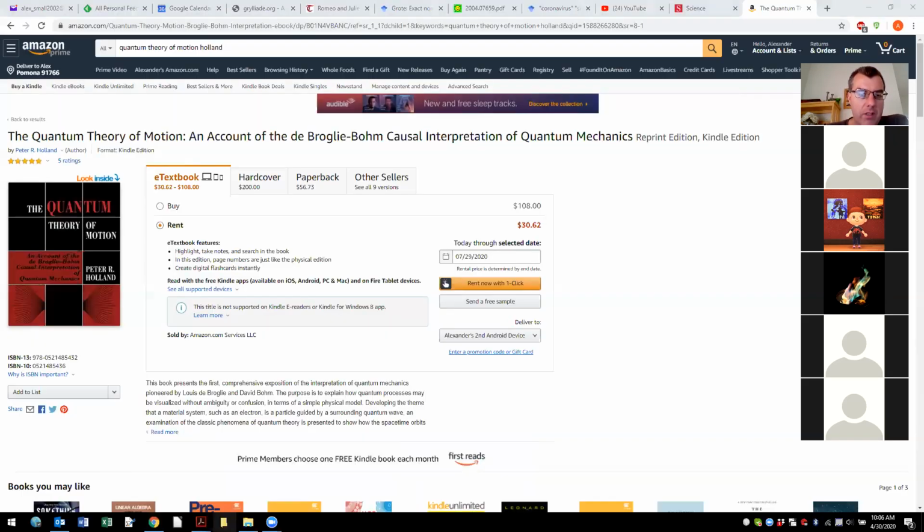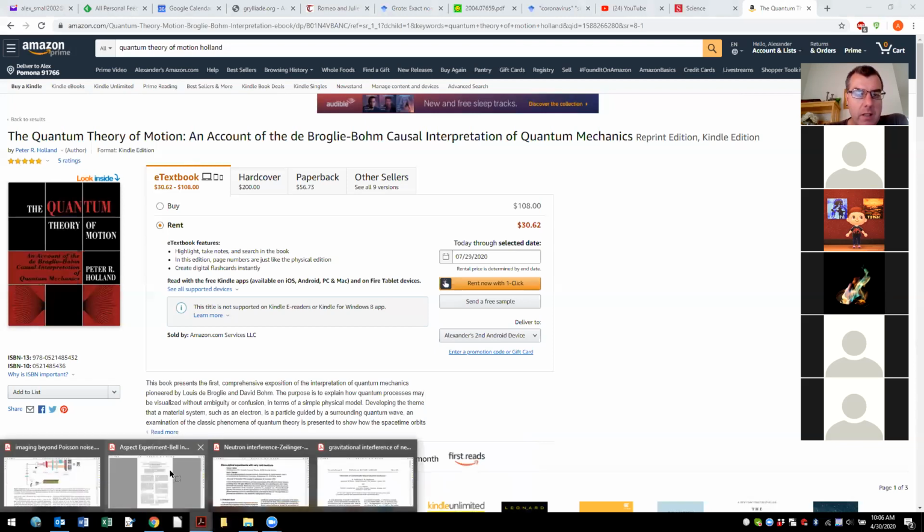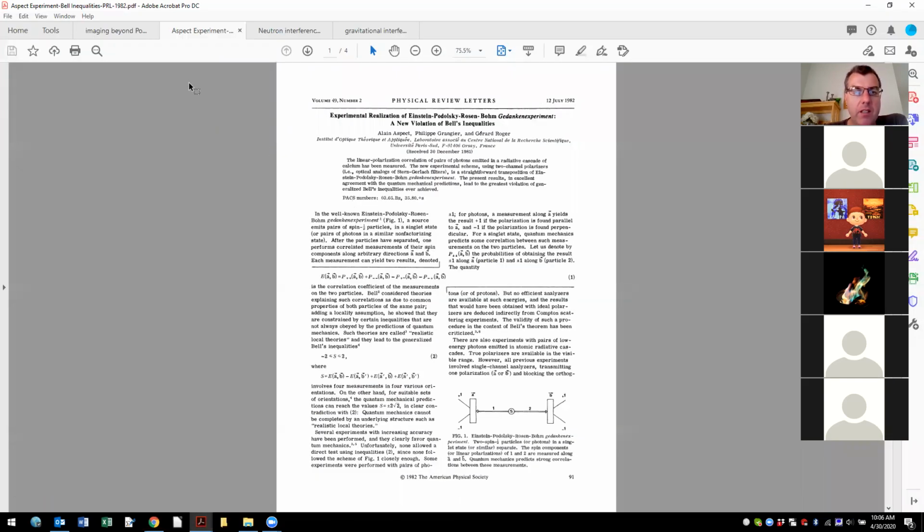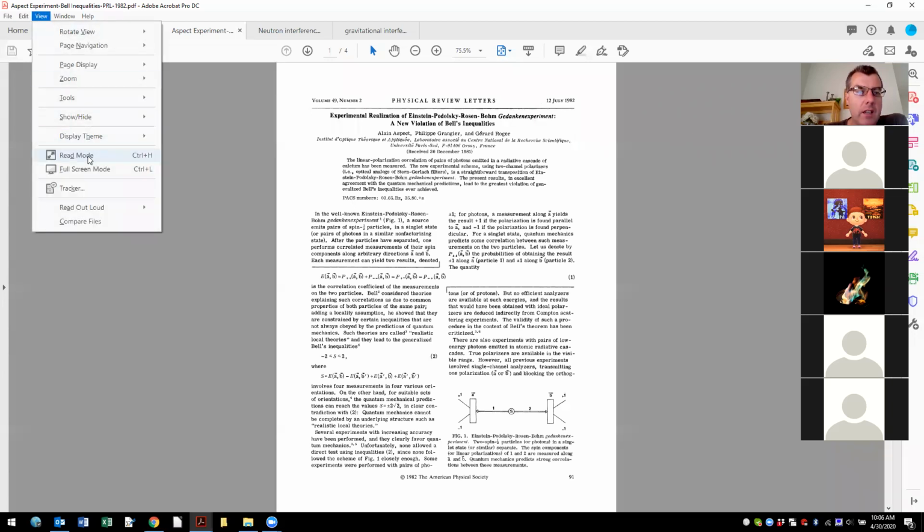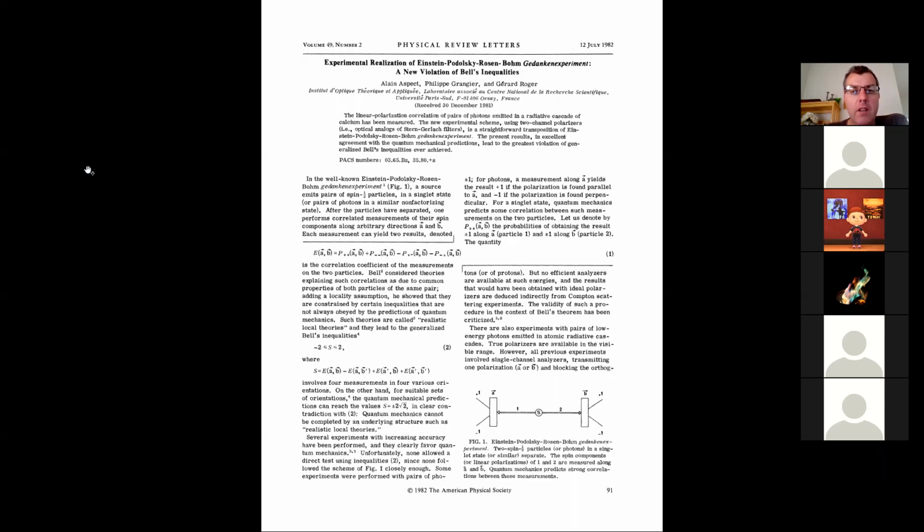Now, what just happened? Okay. So the Aspect experiment was done in 1982. And it references the Einstein-Podolsky-Rosen-Bohm thought experiment because in the 1930s, Einstein, Podolsky, and Rosen posed questions about these kinds of measurements, but they didn't go as far with it as Bell did. And then David Bohm elaborated on some of that in the 50s.